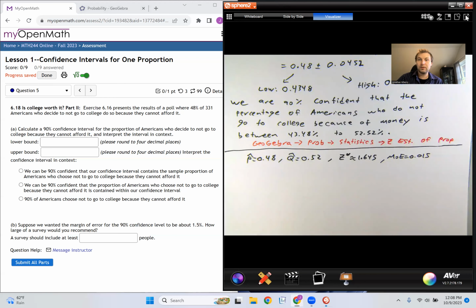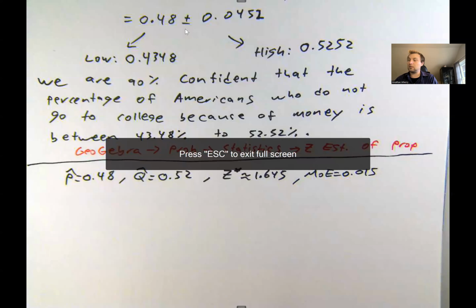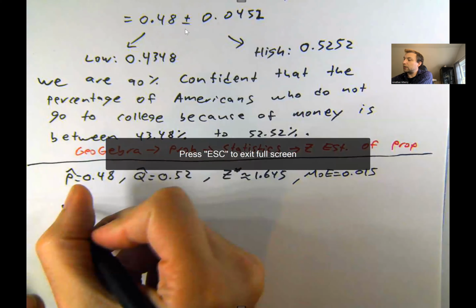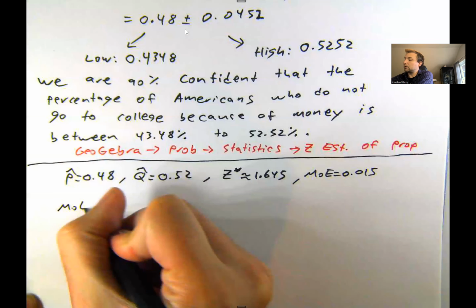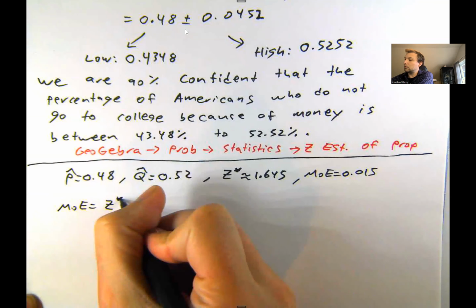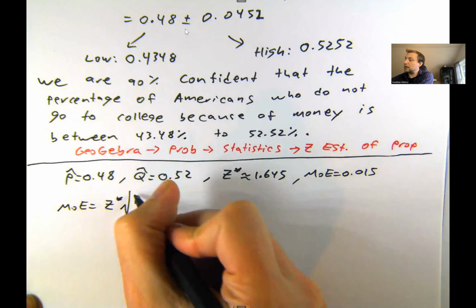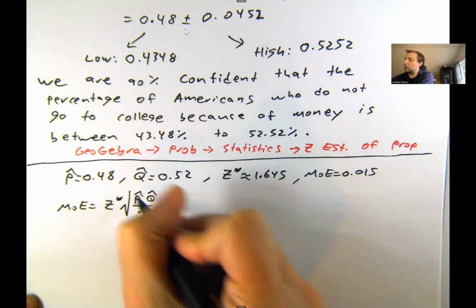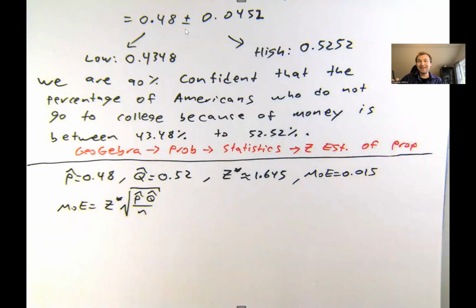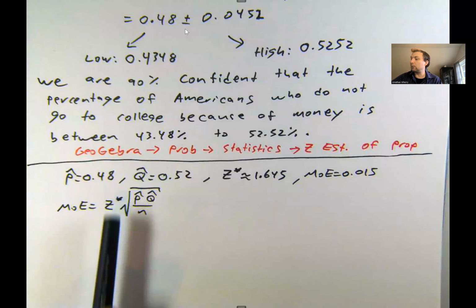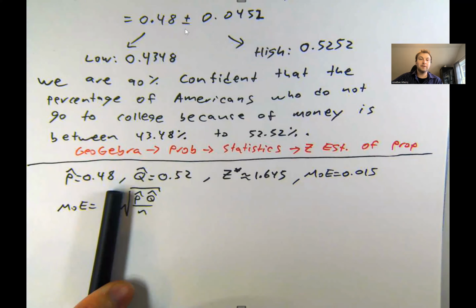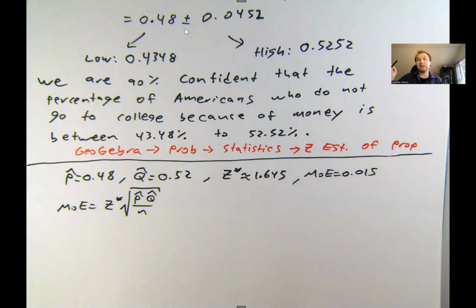Let's blow up that overhead to make that a little bit easier to see. And let's write out our margin of error formula. The margin of error is our critical value, square root p hat q hat over n. I'd be careful with my language. If it said standard error, it would just be the square root. If it says margin of error, it includes that critical value z star.